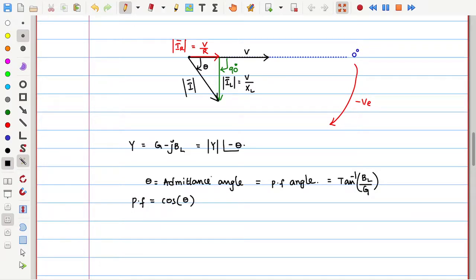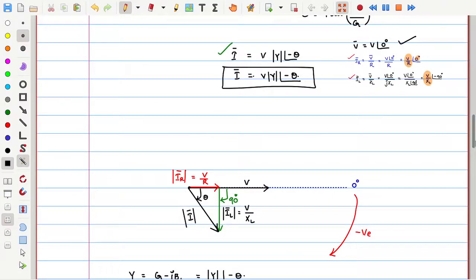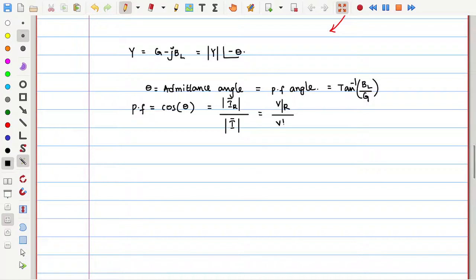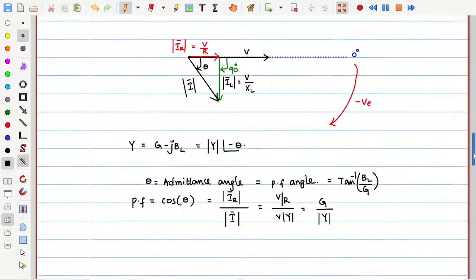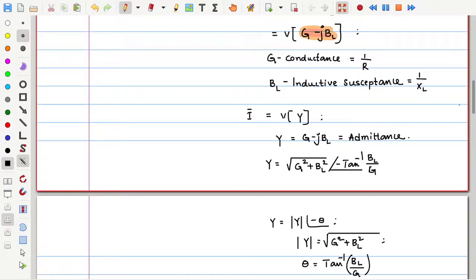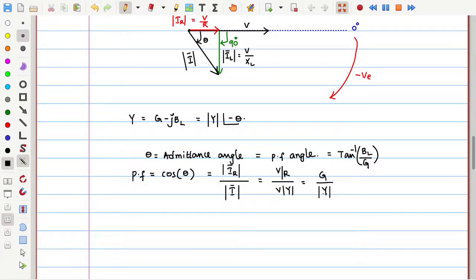You can also get this cos theta from this triangle. See this? What is cos theta? Adjacent side divided by hypotenuse. What is the adjacent side here? The red one, which is IR. So can I write this as IR bar magnitude divided by total current magnitude? If you want, you can make one more slight substitution also. How much is IR bar magnitude? V by R. How much is I magnitude? I magnitude is V into Y mod. So this I can say, 1 by R as G by Y. See, 1 by R we had written somewhere. See here, 1 by R is equal to G. So now this is G by Y, which is equal to cos theta.